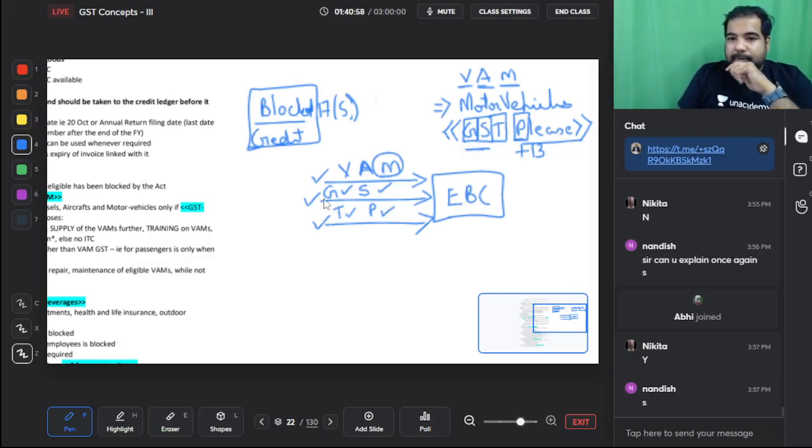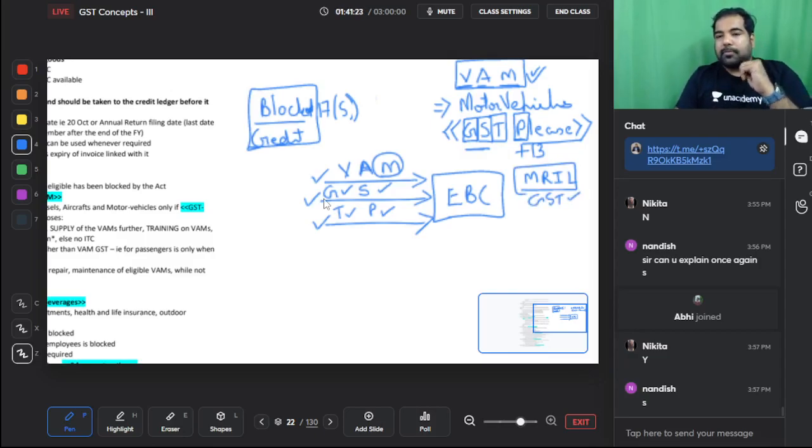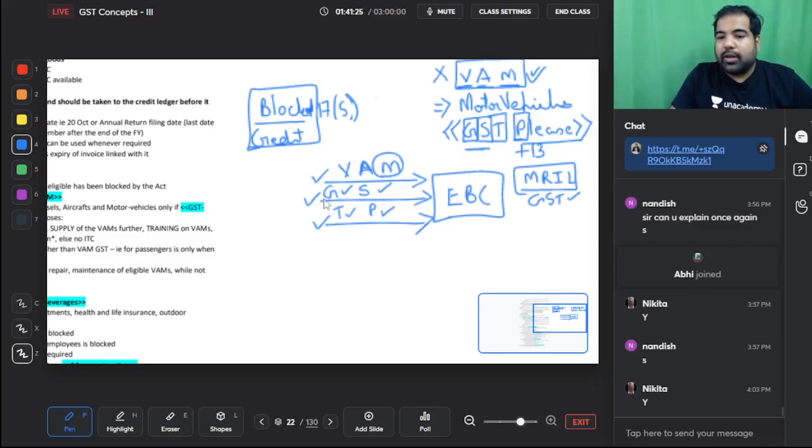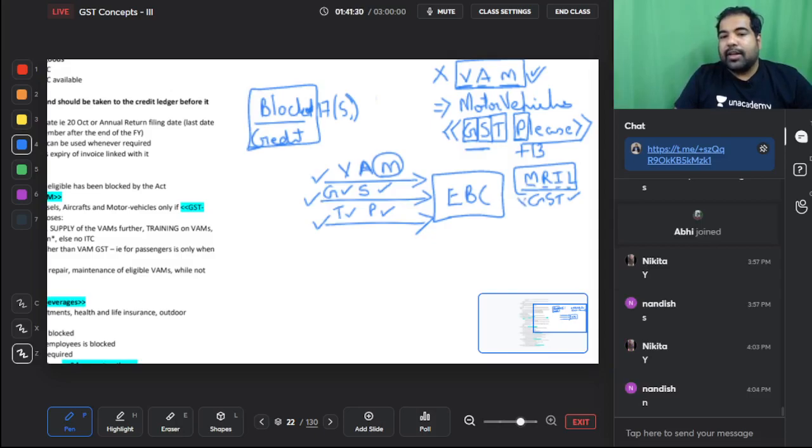Once the motor vehicle or VAM is eligible to get credit, when you send it for repairs, maintenance, insurance, or even when you lease it, if the main vehicle is okay, then the GST that you pay on maintenance, repairs, insurance, leasing, etc., will you get a credit of that? Yes, you will get. But if the main vehicle is not allowed, then even on maintenance, repairs, insurance, leasing, you will not get. That is what is GST please. That is what is VAM.